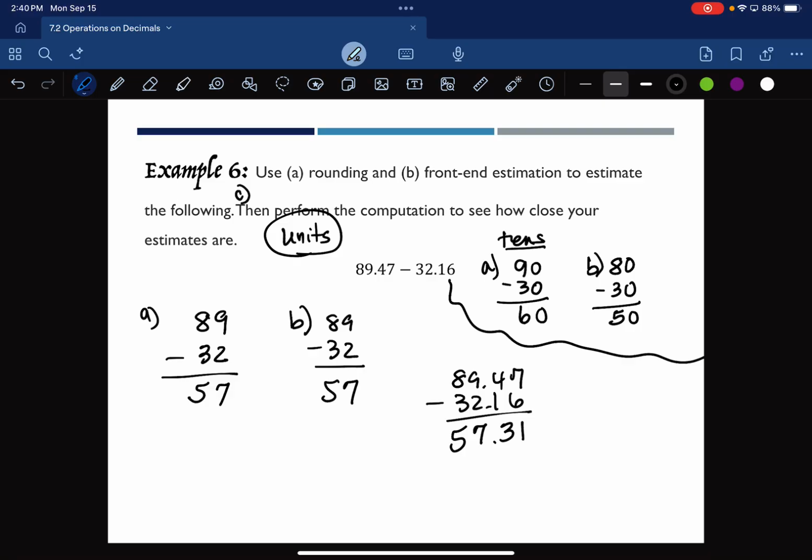And if we're looking at tens place, which I did at the top, it was actually pretty close to the rounded one, but it's not very close at all, really, comparatively to the front-end estimation one. Front-end estimation generally is a less accurate estimation method, but it is quicker, it is simpler.